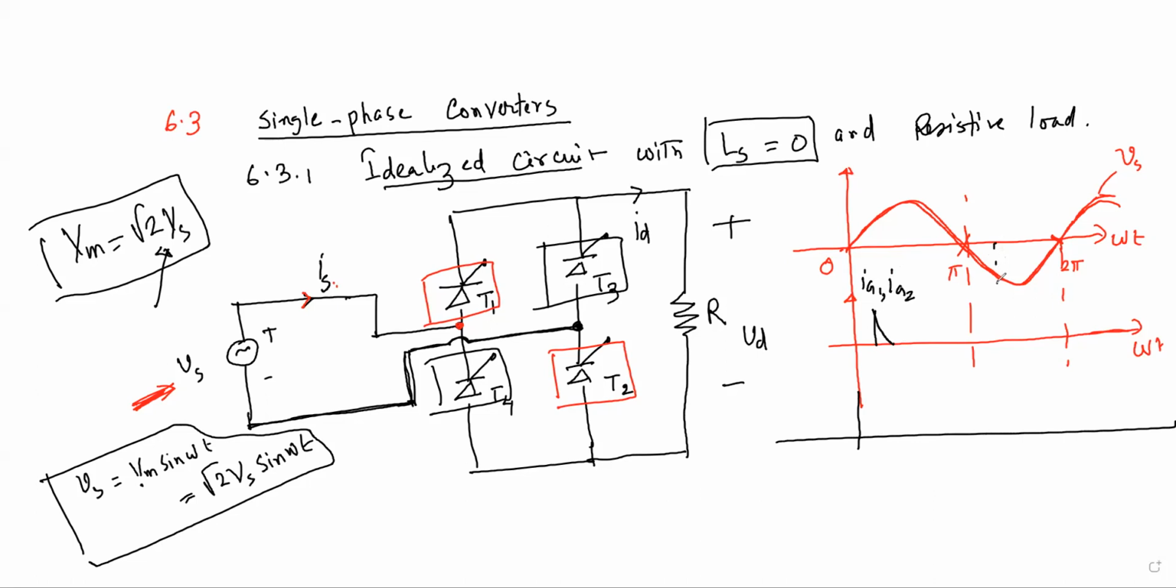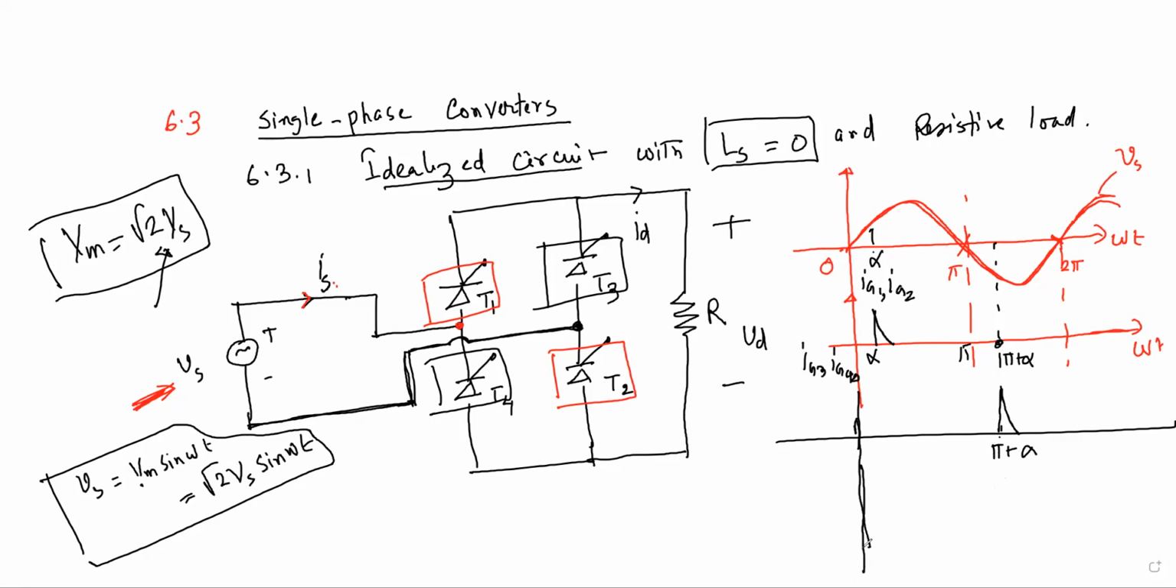And for the negative cycle, of course, this is your pi, and if it is alpha, it is also alpha. If you want to apply the gate pulse symmetrically, you have to go pi plus alpha for the negative half cycle. So this is your pi plus alpha. We have applied that. This will be your IG3 and IG4. Now we are trying to plot the ID and then IS, and of course we look at the output voltage.